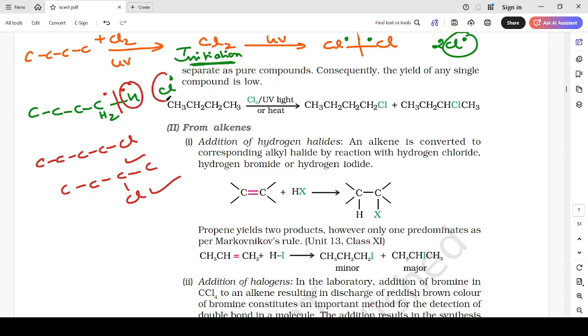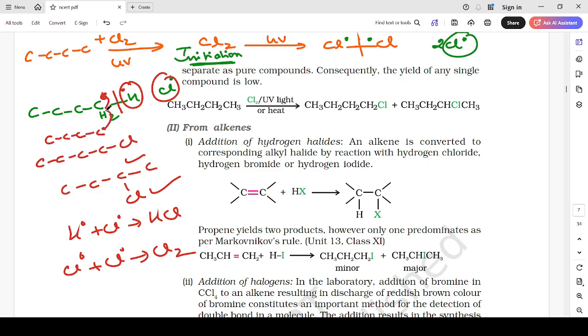This H dot and Cl dot could have combined to form HCl. The Cl dot and Cl dot could have combined to form Cl2. This free radical would have combined with its own free radical to form an alkane. All these reactions occur in the termination step. Termination means no more free radicals are available. It's over.